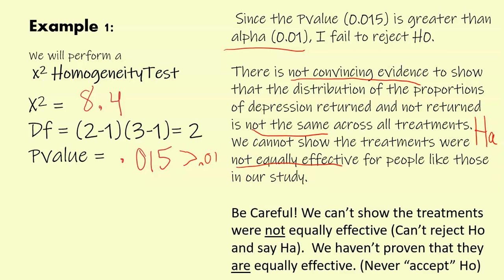So you want to be really careful here, because what you want to say is, so it looks like the treatments were equally effective. Oh, okay, yes, but we never, ever, ever accept the null hypothesis. In statistics, we just don't do it. So if you can't reject the null hypothesis and say Ha, you haven't proven that the null hypothesis is good to go. You haven't proven that they are equally effective. You just haven't proven that they're not. So be real careful with that.